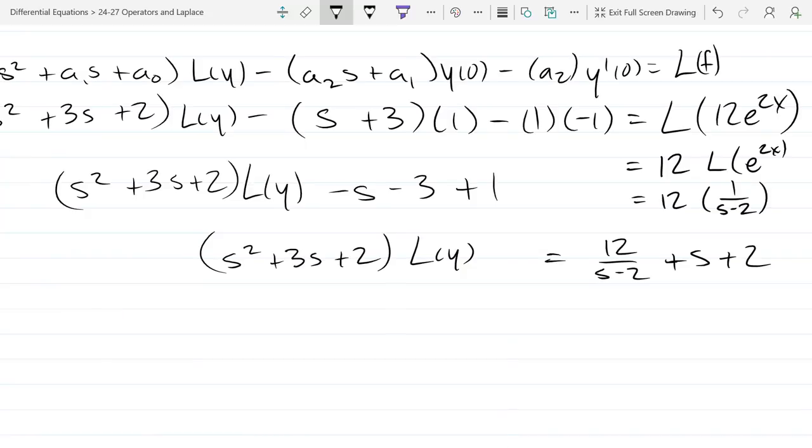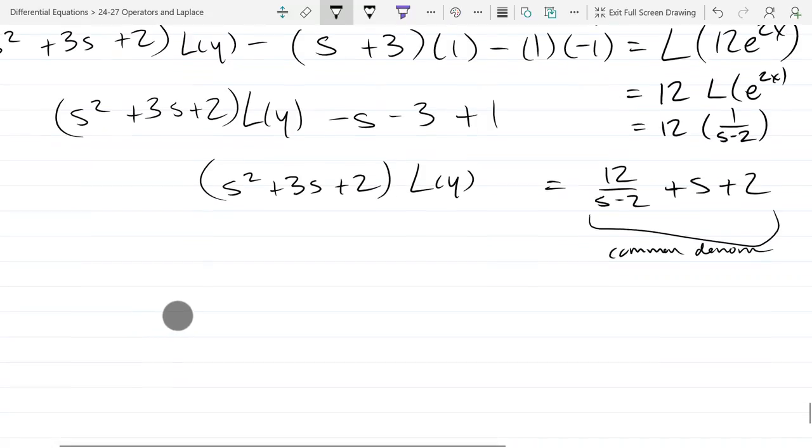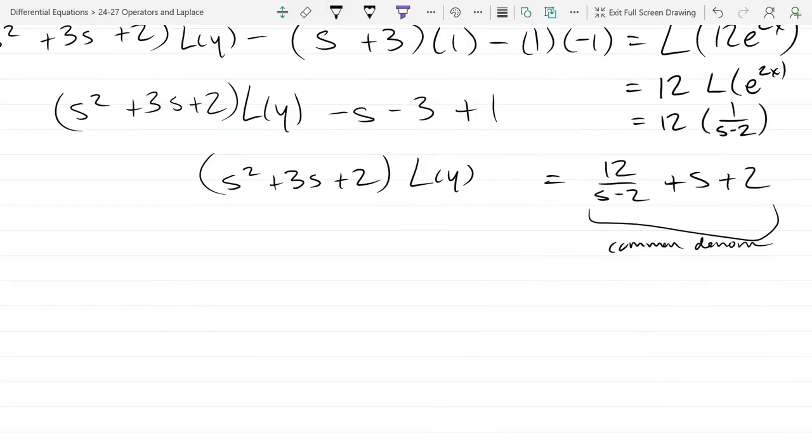So use your algebra skills right now, solve for L of y. I would probably first go common denominator, add up these fractions. So you just get one fraction. And then divide by that s squared, that quadratic. And then after you do that, partial fractions.